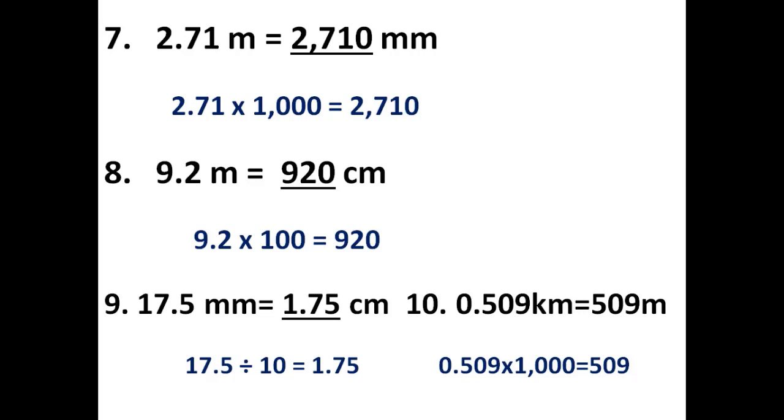Number 9, 17.5 millimeter. You have to change it in centimeter. See the working. 17.5 divided by 10, we will get 1.75 centimeter. There is also number 10. Number 10 is 0.509 kilometer is equal to how much meter? I already told you that if you want to convert kilometer into meter, you have to multiply by 1000. 0.509 multiplied by 1000, it will be 509 meters.